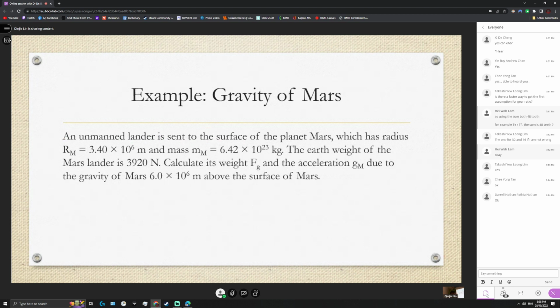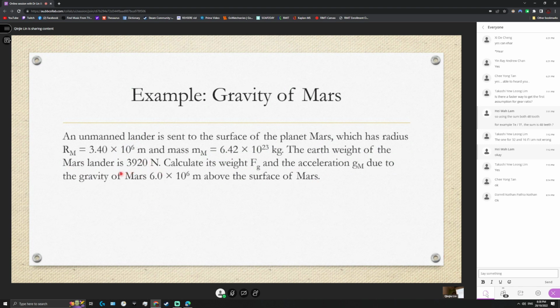Okay, one example to see how we can use the equation. An unmanned lander is sent to the surface of the planet Mars, which has a given radius and a mass of 6.42 times 10 to the power 23. The Earth weight of the Mars lander, that means the same object when it's on Earth, is 3920 newtons. Calculate its weight and the acceleration due to gravity of Mars at this distance above the surface of Mars.